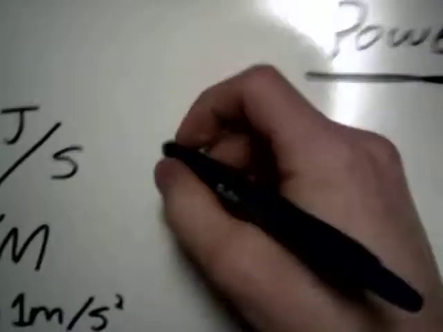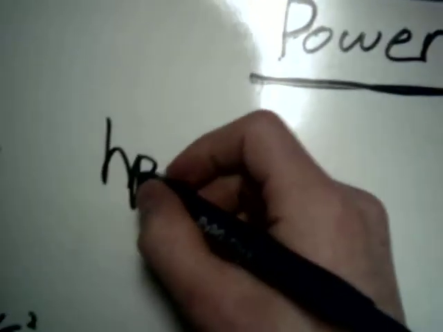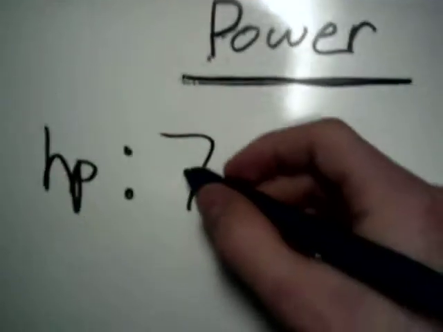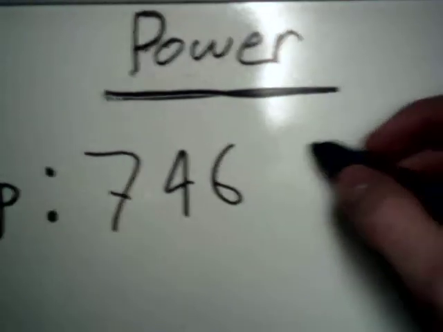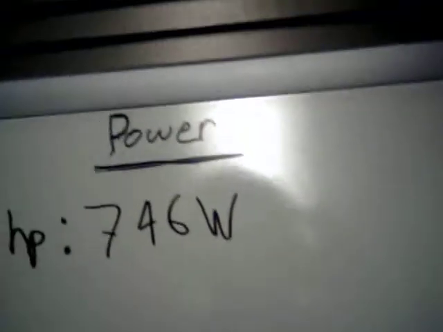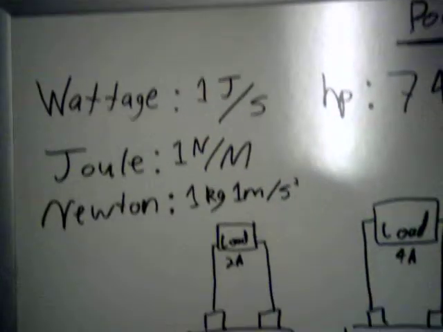We also measure power in horsepower, and we denote that with HP. That's equal to 746 watts. Easy enough, right? Now, how do we find watts in an electrical system?